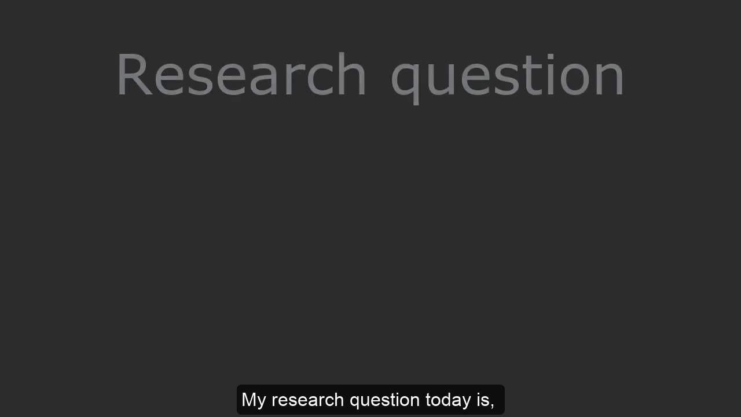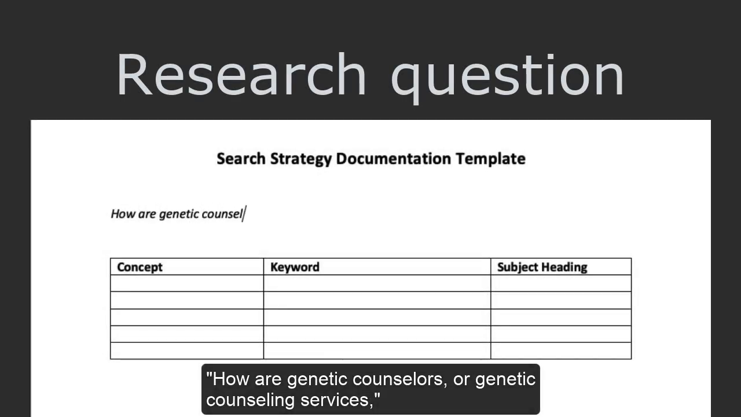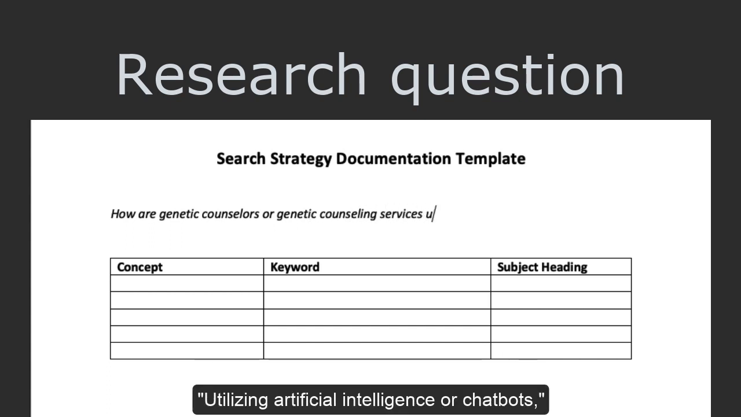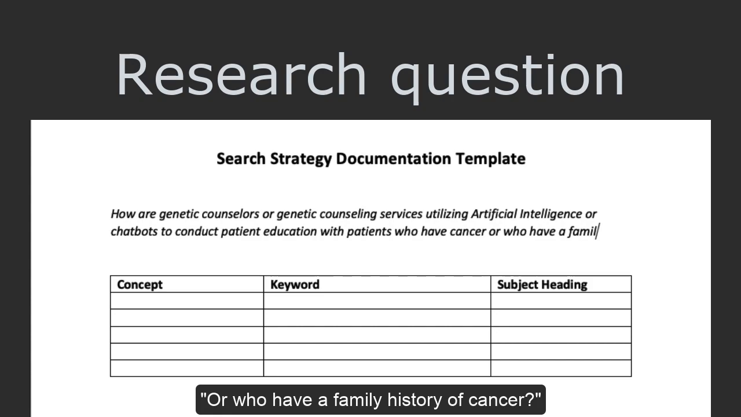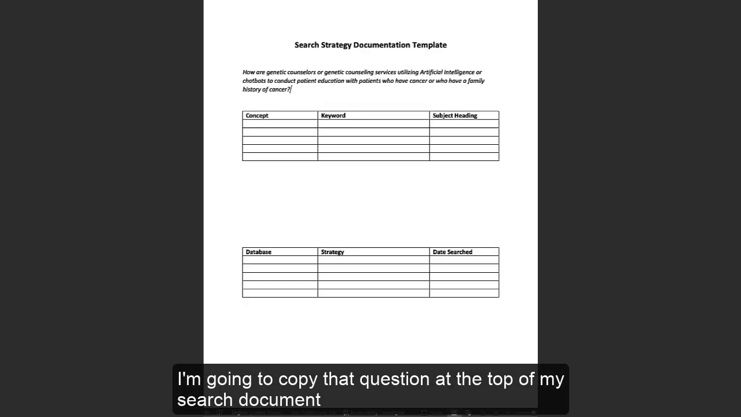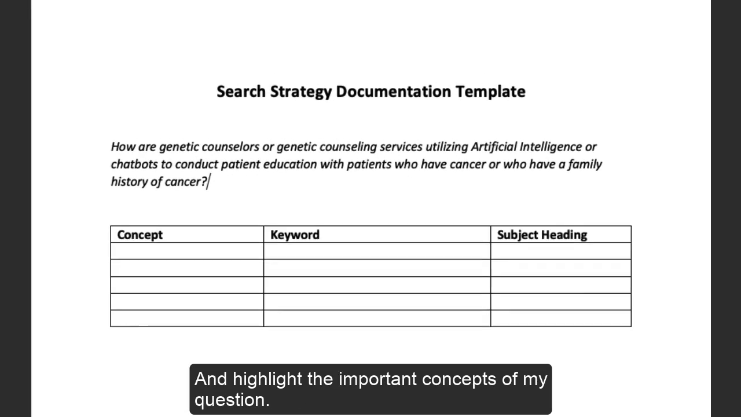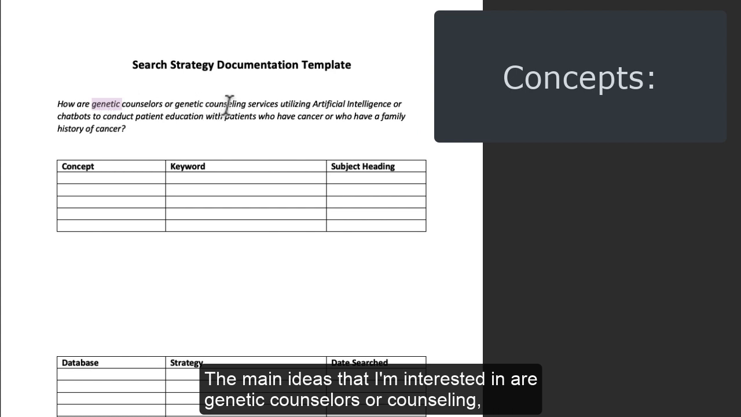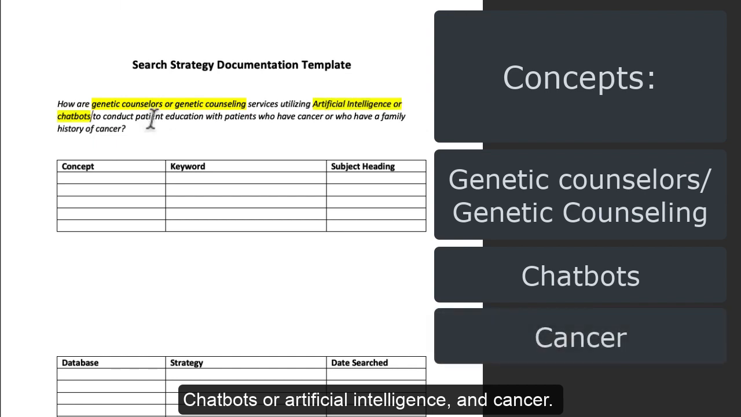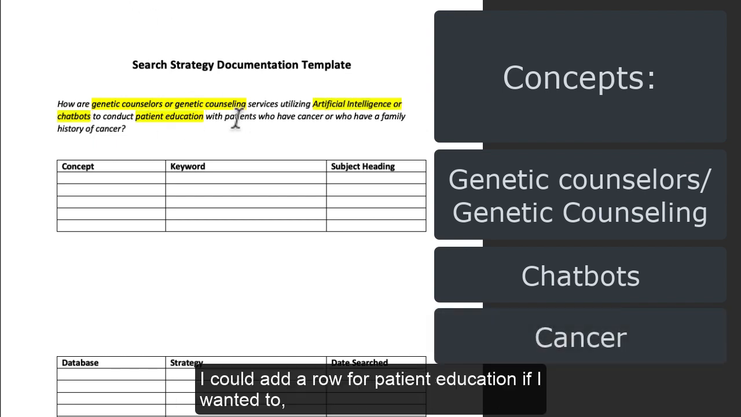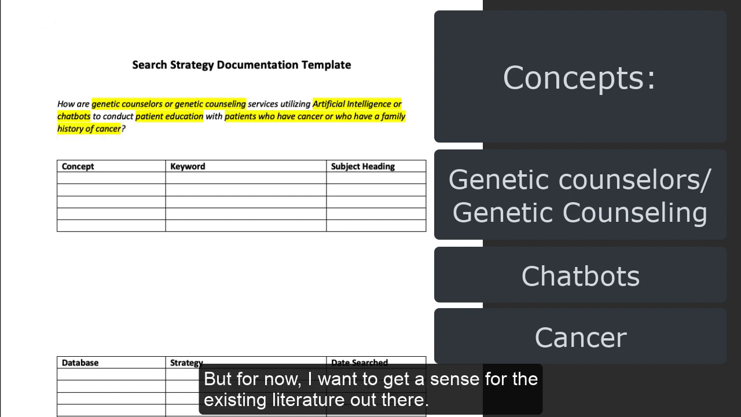My research question today is, how are genetic counselors or genetic counseling services utilizing artificial intelligence or chatbots to conduct patient education with patients who have cancer or who have a family history of cancer? I'm going to copy that question at the top of my search document and highlight the important concepts of my question. The main ideas that I'm interested in are genetic counselors or counseling, chatbots or artificial intelligence, and cancer. I could add a row for patient education if I wanted to, but for now, I want to get a sense of the existing literature out there.